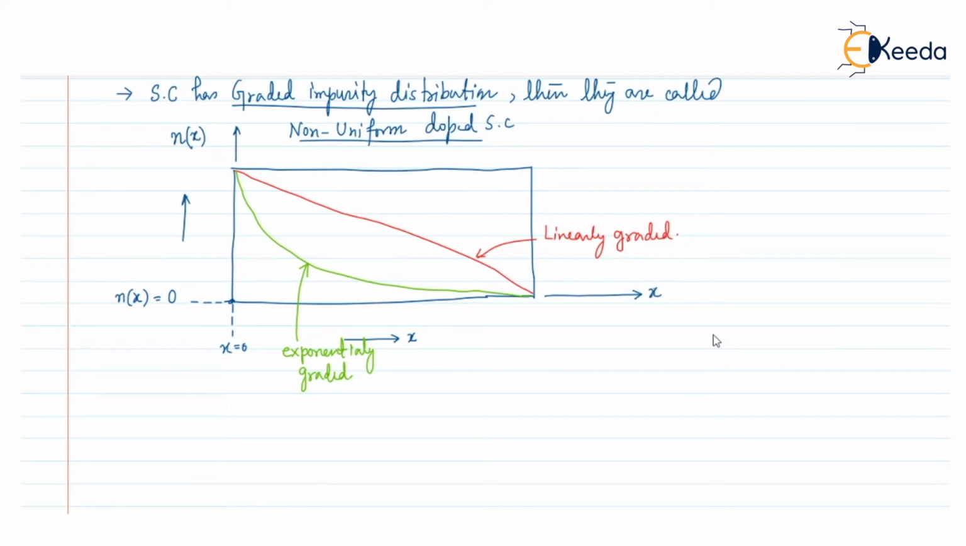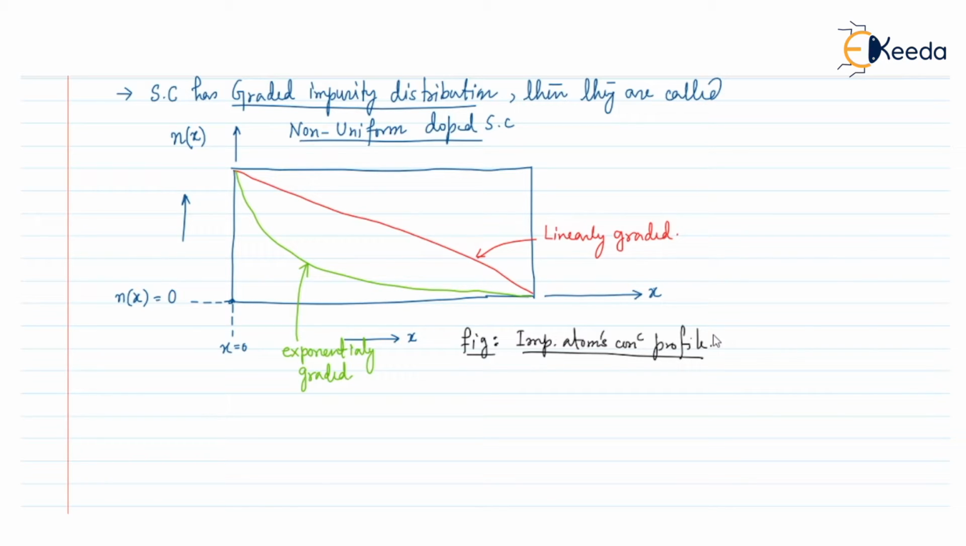In both cases, we can see that the impurity concentration is varying with respect to length. If we want to name this figure, I can name it the impurity atom concentration profile.